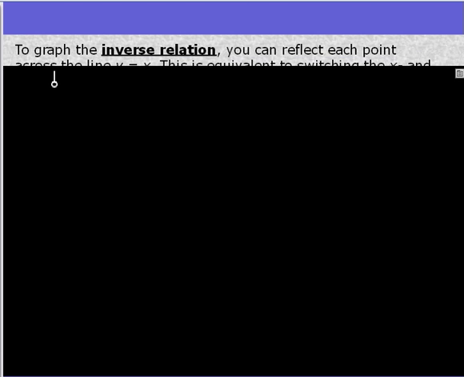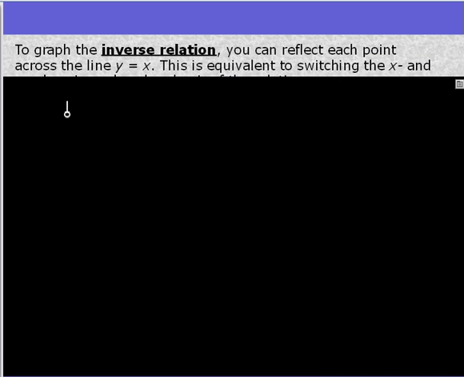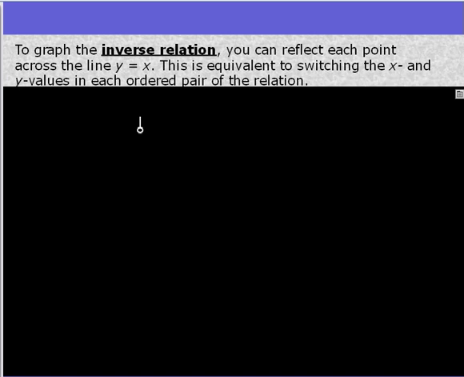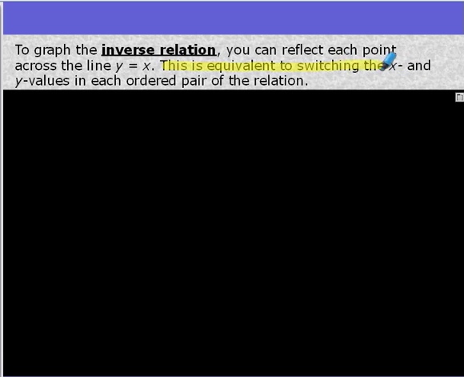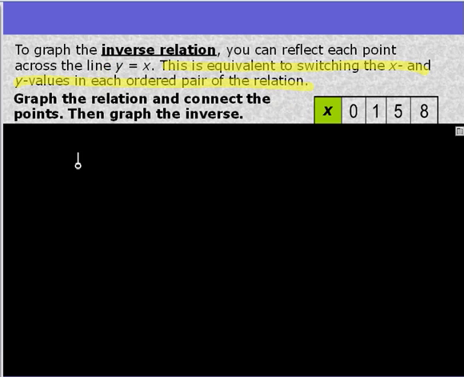So to graph the inverse relation, you can reflect each point across the line y equals x. So y equals x is a line, a diagonal across the xy axis where the value of x and value of y are the same. However, the way that we're normally going to graph is we're going to switch the x and the y values. So the reflection over that line is the same as just switching your x and y values in the ordered pair. And that's how we're going to be doing it.